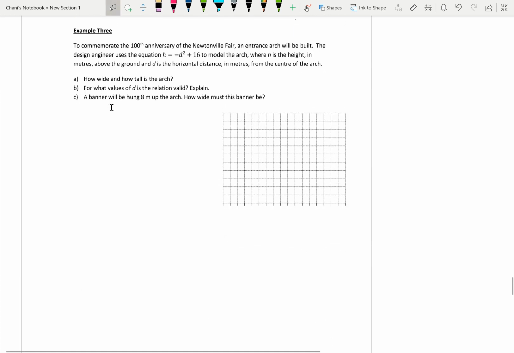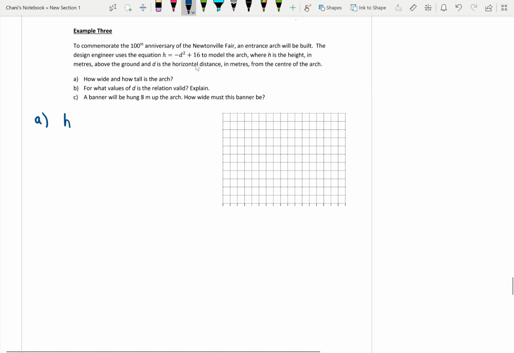This word problem, so this is helpful. I like this in 2 ways. One, because it shows us a different format, because you might not know how to factor this right away, and also because it's within a context. So it's saying that they are using this equation to model the arch. So h is how high it is in meters, and d is how far it is from the center. So part A is asking us how wide and how tall is the arch. So it is helpful for us to graph this arch to fully see this.